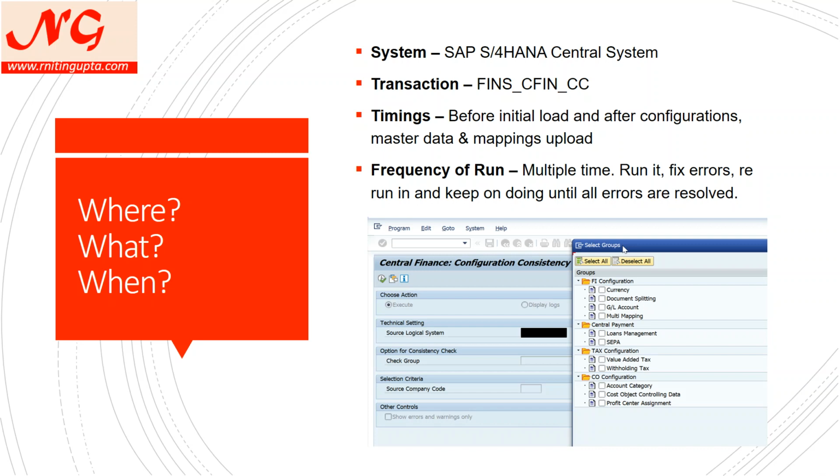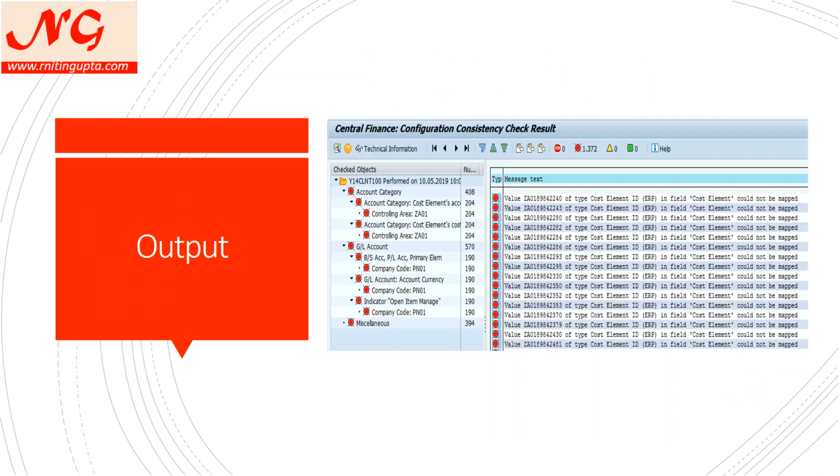Run it, and you will see errors like this, by each category. Like here it says the value type of the cost element is not matching. For each category you will get errors. On the left-hand side you will have the count of errors, and on the right-hand side you will have all the errors in detail. You can simply download it to Excel. And you can see on the top there are a total of 1370 errors.